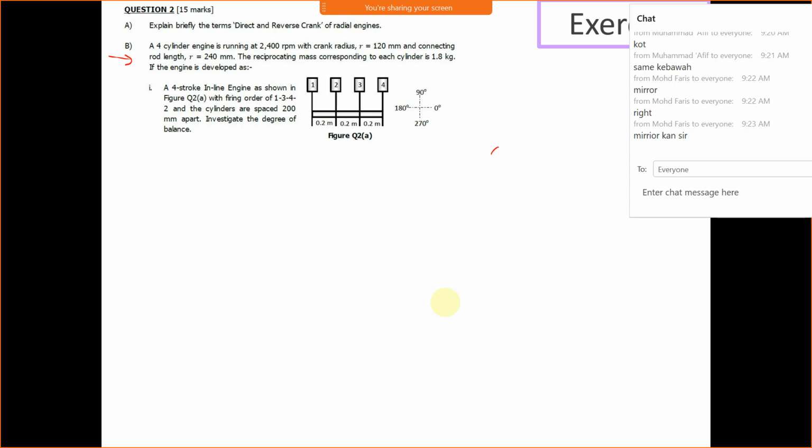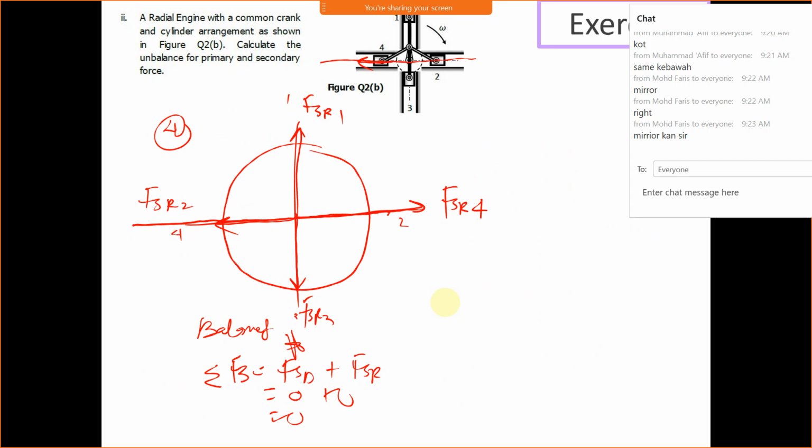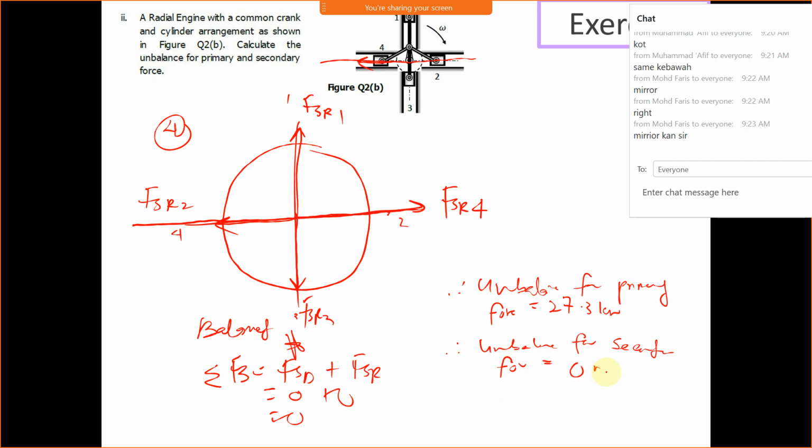Okay, so therefore untuk summarizekan dia punya degree of balance, maksudnya therefore unbalanced for primary force equals to 27.3 kilonewton, and for unbalanced for secondary force equals to 0 Newton. So this is our answer lah. Okay, clear? Any question nak tanya?